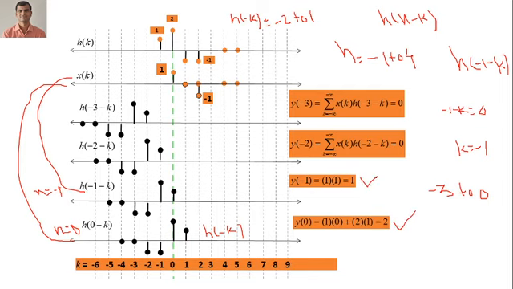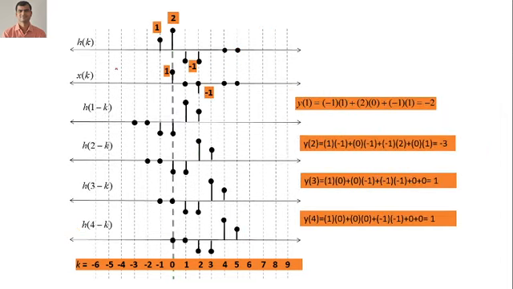Similarly we have to do for n equal to 1, n equal to 2, n equal to 3, n equal to 4. I have taken here, for your reference, x of k and h of k. Then here I have put the value of n equal to 1, here n equal to 2, here n equal to 3, and n equal to 4. Then you need to multiply x of k and h of 1 minus k, x of k and h of 2 minus k, x of k and h of 3 minus k, and x of k and h of 4 minus k. So we will be getting this answer.